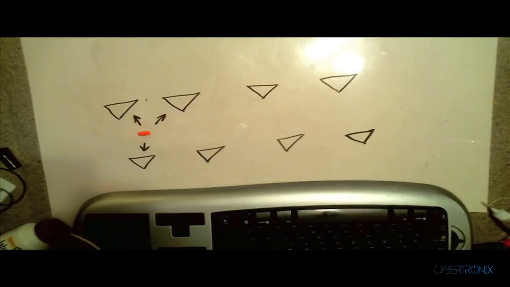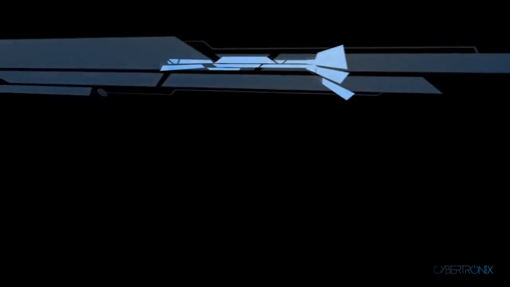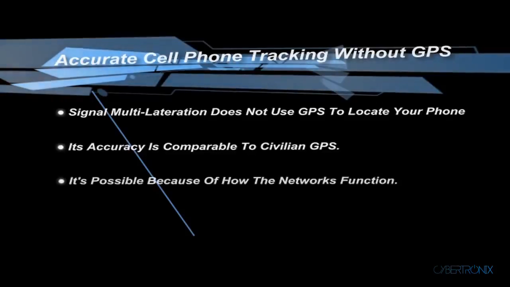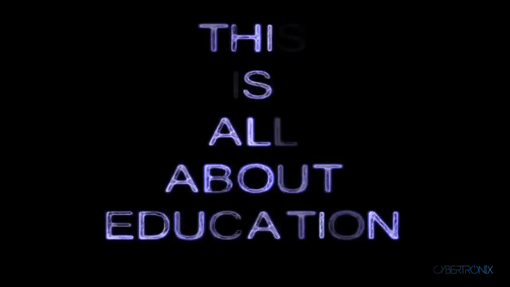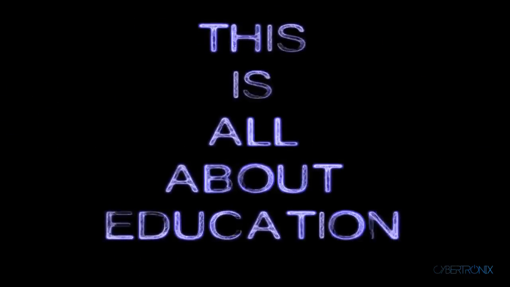This is really the basis of cellular tracking. It has nothing to do with GPS. Yes, your cell phone can be located using GPS, but really, truly, GPS is not necessary for your cell phone to be located. These videos are not intended for the criminally minded. This is education. It is not intended to improve your skills as a criminal.